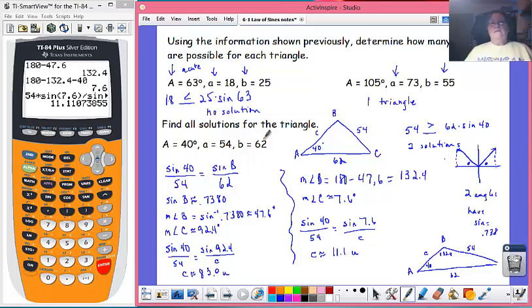So for all the solutions for a triangle given this information, there could be two. We found both of them. And I think the tricky thing is just remembering that once you know the angle B for your first triangle, you subtract from 180 to find the measure of angle B in the second triangle. Alright, and I'm sure we'll talk about that more in school.